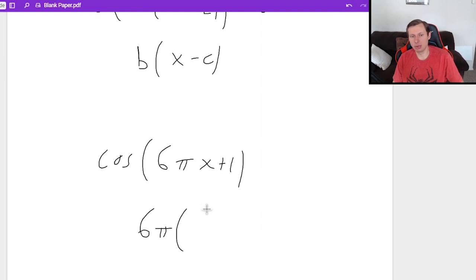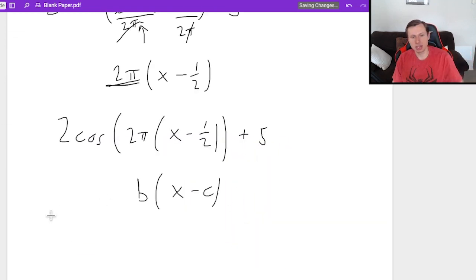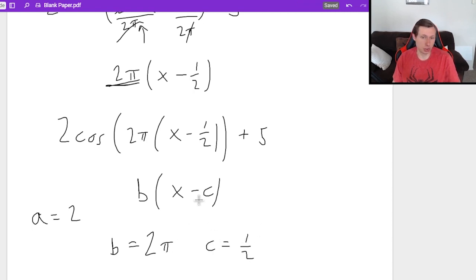Well, if I divide both of these by 6 pi, I'm left with x plus 1 over 6 pi. And that's how you do that. But I'm not talking about this example, I'm just showing you what it would be. So basically A, our amplitude, is 2. B, I call it wave number, is going to be 2 pi. C, our horizontal shift, is going to be 1/2 to the right, because it's minus, so I'll write to the right. And then D is going to be 5, and that's a shift upwards, because that's just normal.